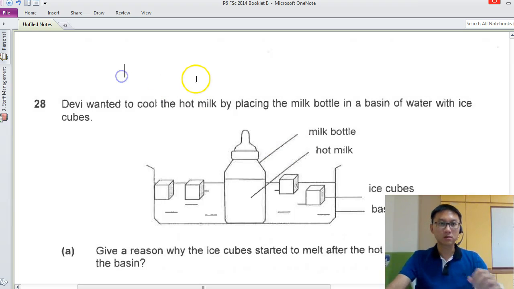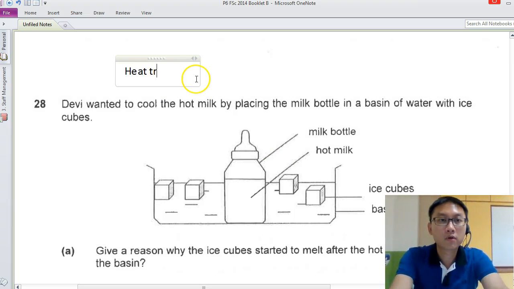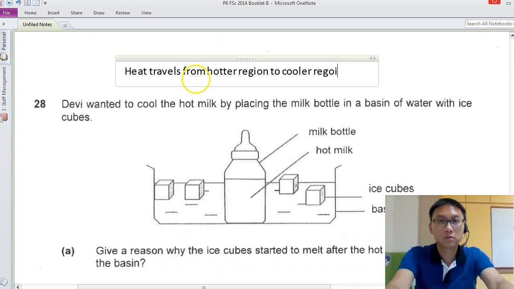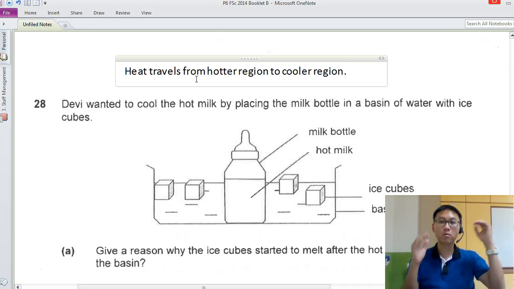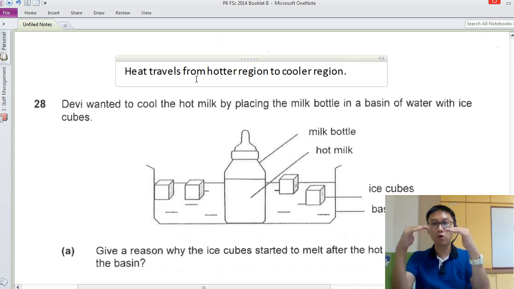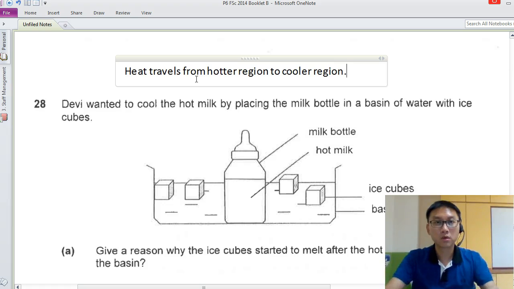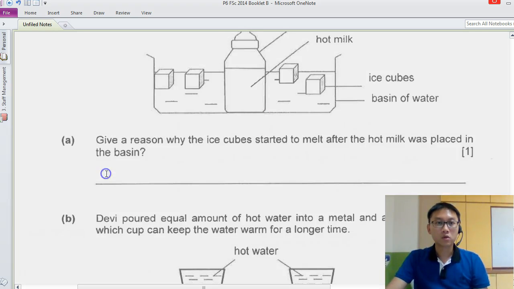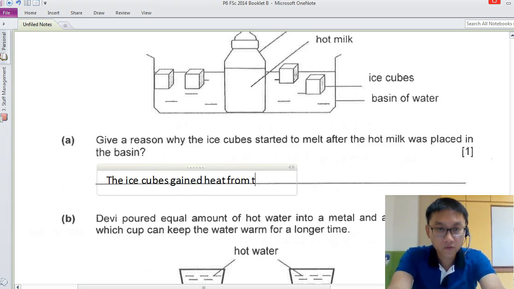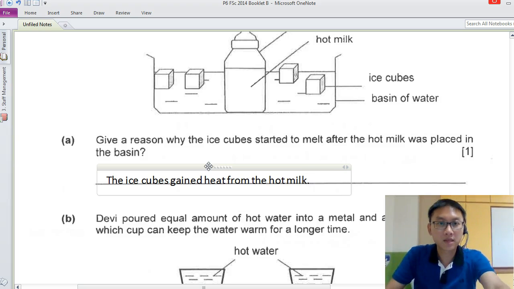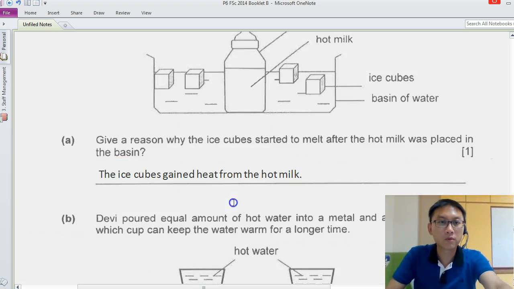So remember, please write this down, this concept. Heat travels from hotter region to cooler region. This is your key concept here for heat. Heat flows from a hotter to a cooler region until both are of the same temperature. So please take note of that. So the reason why the ice cubes started to melt is the ice cubes gained heat from the hot milk. So it gained heat from your hot milk itself.